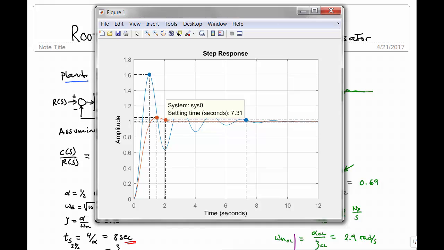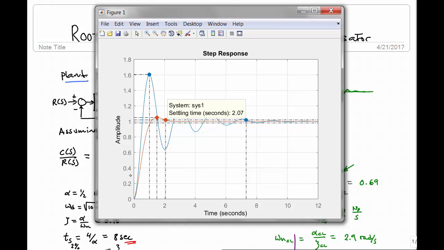Which is very close. The four time constants is an approximation, so that's why there's some discrepancy here. I think they're using the 2% criterion in MATLAB, but we're on the same order of magnitude here, right? The settling time for our second system, our compensated system, is 2.047, which is what we wanted.